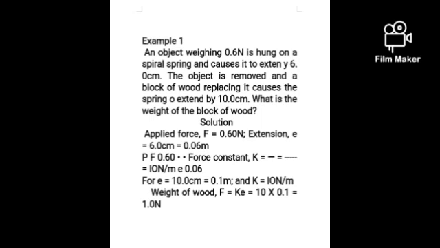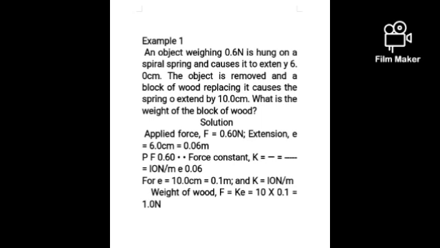So the first thing you want to do here is make sure that any dimension that is not in meter, you need to convert it to meter so that everything can be on the same line. Like the extension they gave us here is 6.0 centimeter. So we need to convert it to meter by dividing by 100. Then you have what? 0.6 centimeter. Excuse me, 0.6 centimeter.